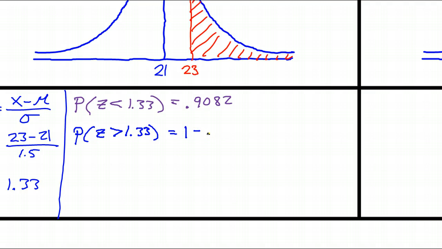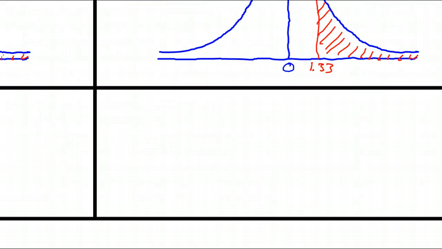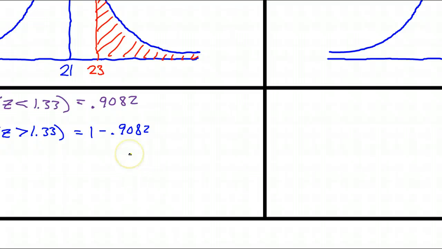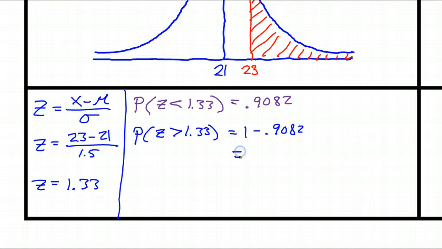So if I do 1 minus 0.9082, that'll switch it from being the proportion on the left to now giving me the proportion on the right. Okay, and so that's giving me 0.0918. So that will be the proportion that's to the right. And as a percent, this would be 9.18%. And that's what we were looking for.